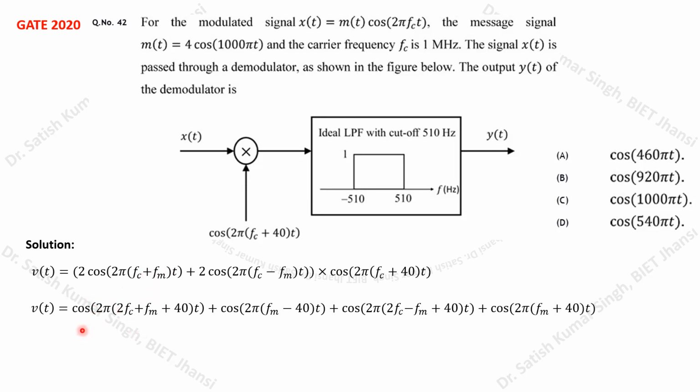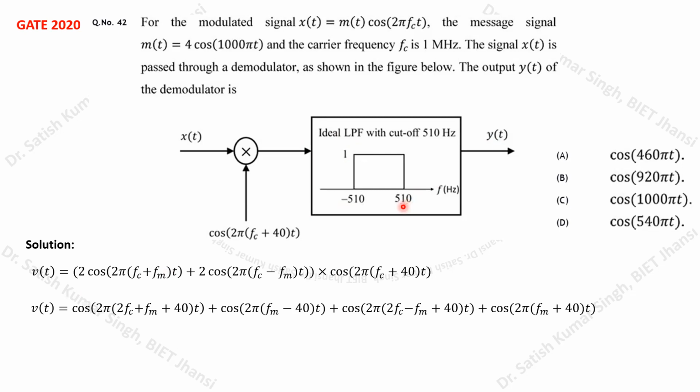cos 2π(2fc + fm + 40)t, cos 2π(fm − 40)t, cos 2π(2fc − fm + 40)t and cos 2π(fm + 40)t. So here we can easily show that this particular signal v(t) is actually passing through the ideal low pass filter. So we have to pass this particular signal v(t) through this low pass filter.